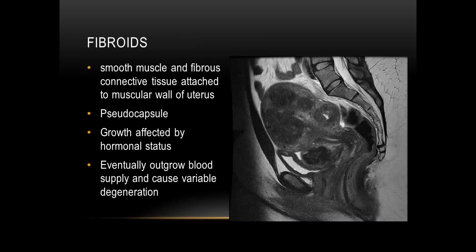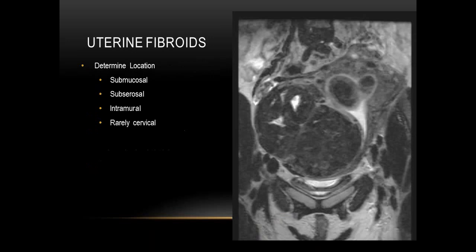Fibroids are made up of smooth muscle and fibrous connective tissue. They're attached to a muscular wall of the uterus. They usually have a pseudocapsule. Their growth is affected by hormonal status. Eventually, they outgrow the blood supply and have variable kinds of degeneration.